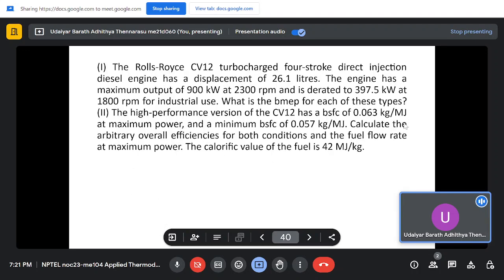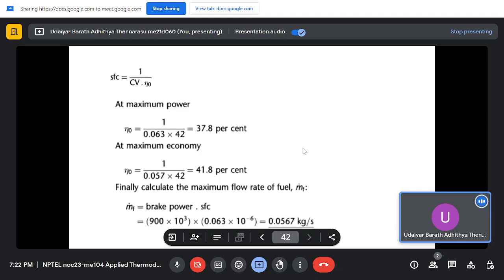So finally, the question is also asked to calculate the fuel flow rate at maximum power. At maximum power is 900 kilowatt, and specific fuel consumption is 0.063. So brake specific fuel consumption is m dot f divided by brake power. So m dot f will be brake specific fuel consumption into brake power, where brake power is 900 into 10 power 3 watts.